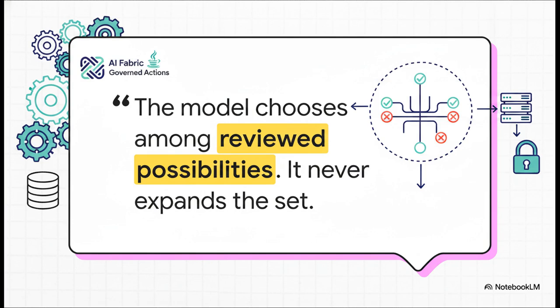The architectural golden rule here is literally this. The model chooses among reviewed possibilities. It never expands the set of possibilities. It's exactly like handing the model a tightly constrained restaurant menu. It can pick what it wants, but it is entirely forbidden from ordering off menu.